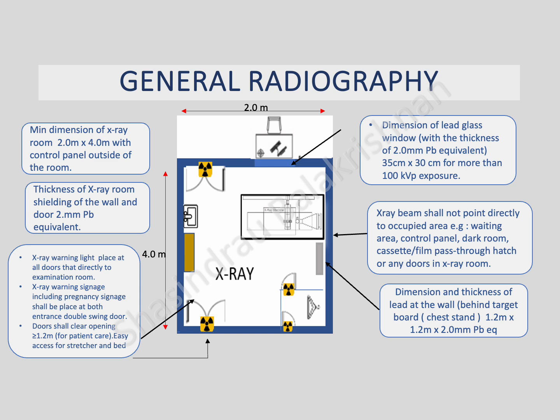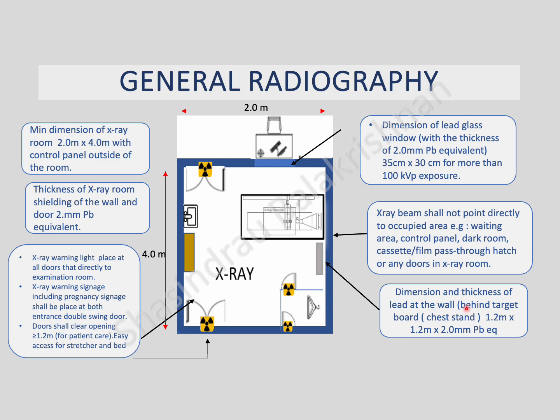The walls and doors require shielding with 2.0 millimeters lead equivalent to protect adjacent areas from scattered radiation. A lead glass window measuring 35 centimeters by 30 centimeters, also with 2.0 millimeters lead equivalent, is installed for exposures above 100 kVp to allow safe viewing of the procedure.